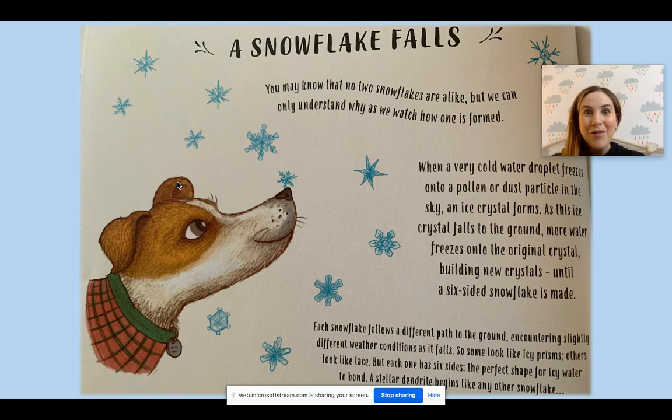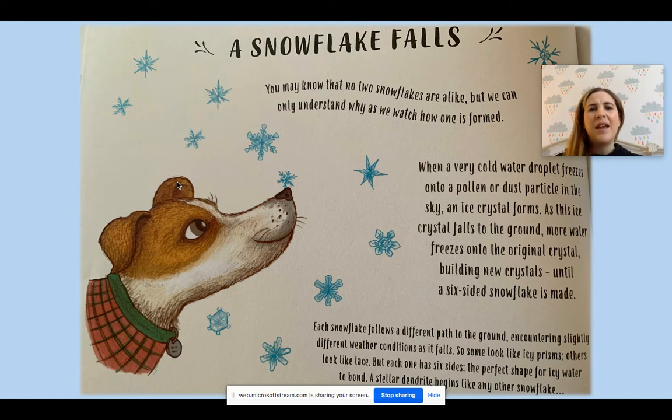Hello. So we have lots of snow falling at the moment, and you'll probably see that the ground outside is covered in a layer of snow today. So I thought you would like to find out about how a snowflake falls, seeing as we have so many falling. You might know that no two snowflakes are alike, okay? And we can find out how they are formed today.